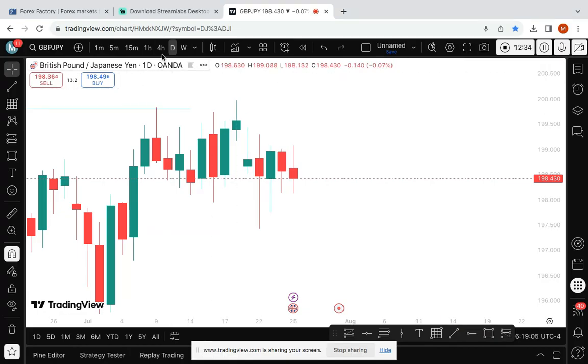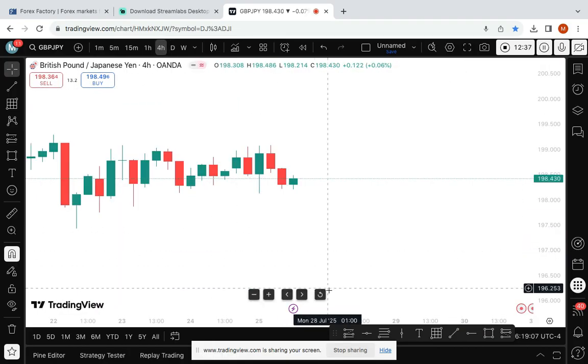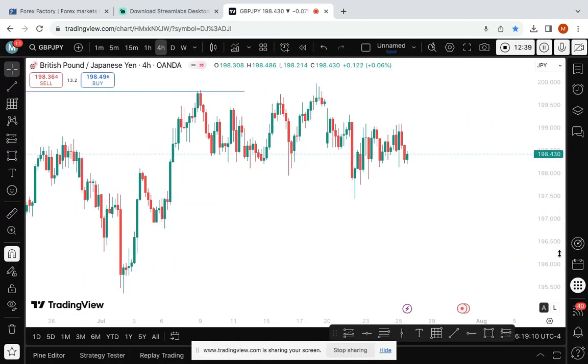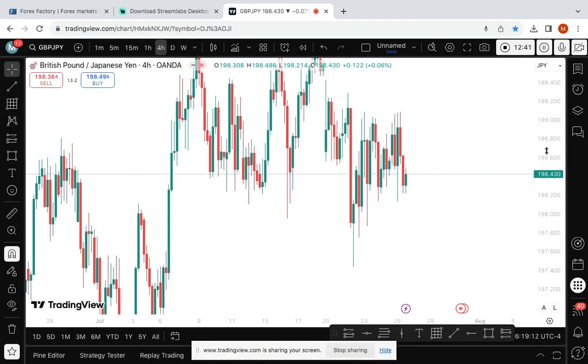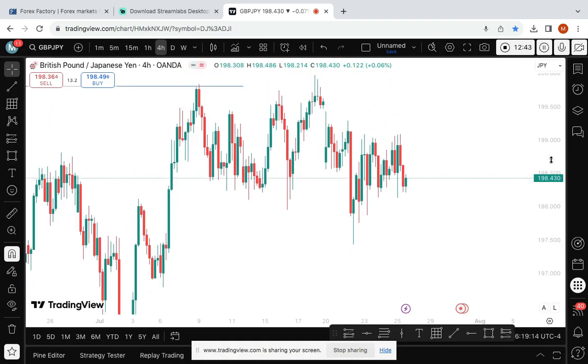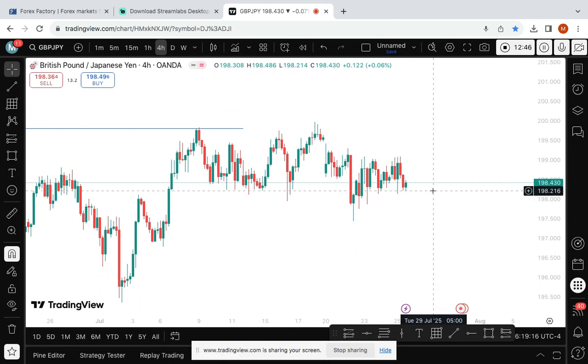So that is it. 4 hours, I don't know if there's anything clear. I think GBP JPY is consolidating for some time. So the best thing you can do is just wait. Yeah, I think that is it.